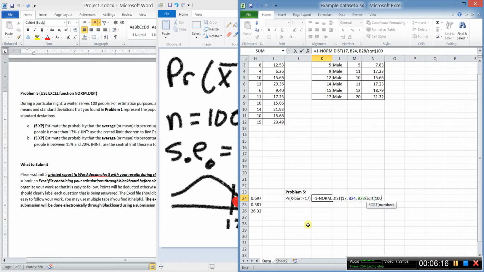Square root of 100, which you could write like this, or you could have just written 10, since you know the square root of 100 is 10. Either way, you'll get the same answer. Alright, and then cumulative, true. For normal dist, we always say true for cumulative. So there we go. There's the probability that x bar is greater than 17.